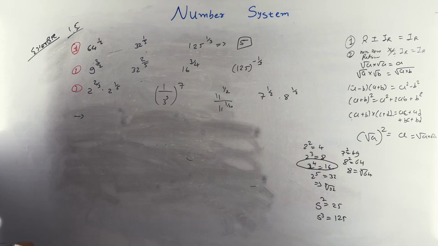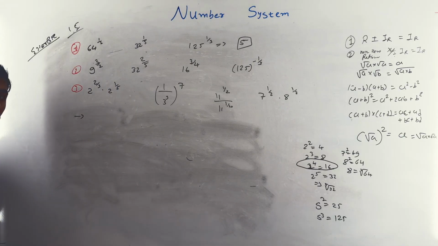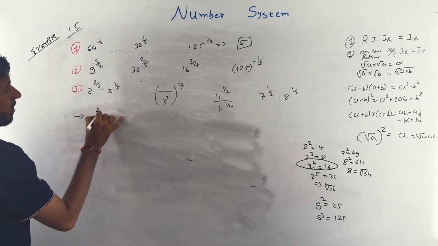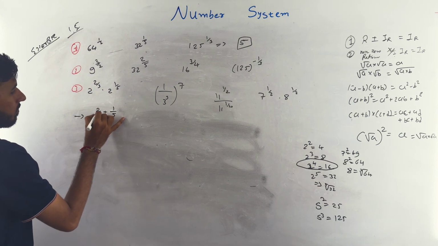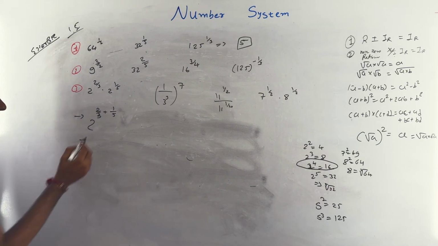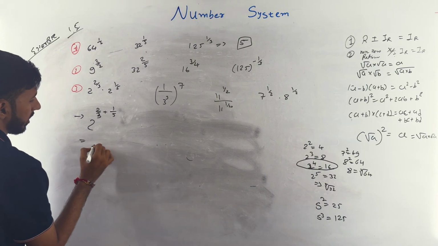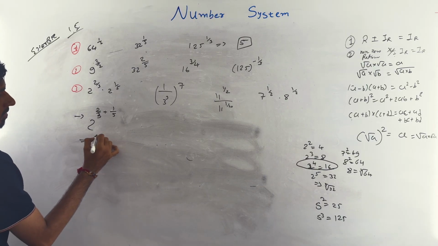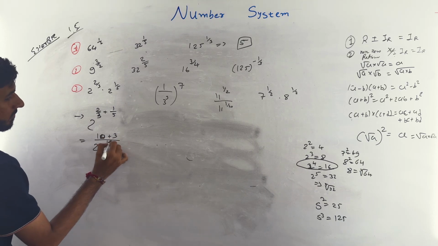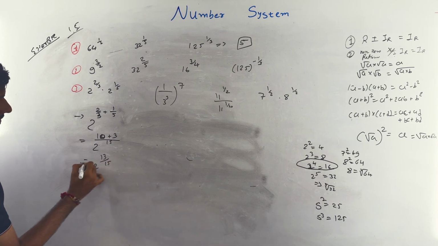Now for this, here I have the same base. I have to do an addition of powers because I have a multiplication sign. So 2 power 2 by 3 plus 1 by 5. Now what will be the answer of this? 2 power 2 by 3 plus 1 by 5. I have to take the LCM, and LCM will become 15. So my answer will be 2 power 10 plus 3 divided by 15. So it will be 2 power 13 by 15.